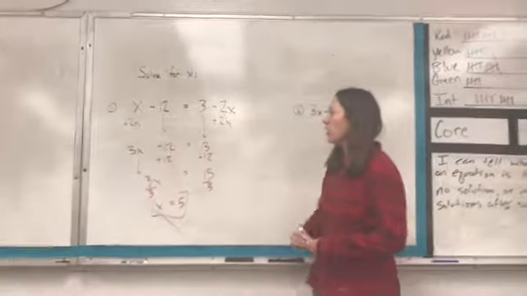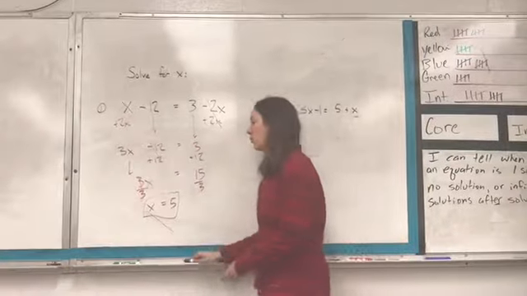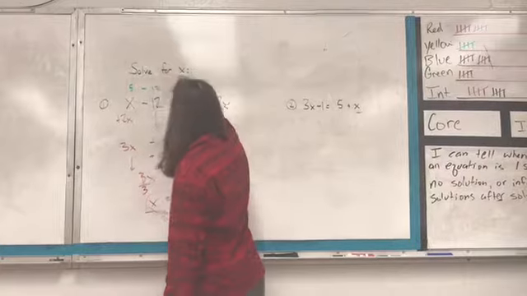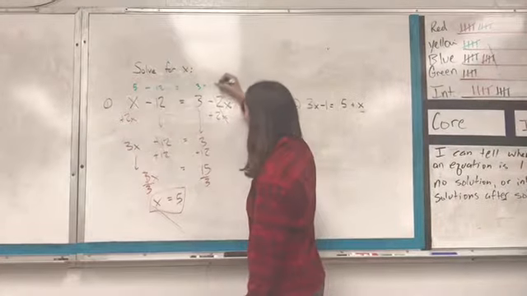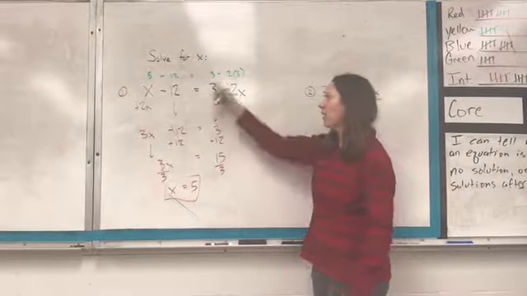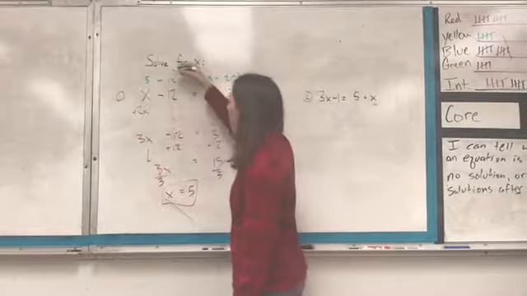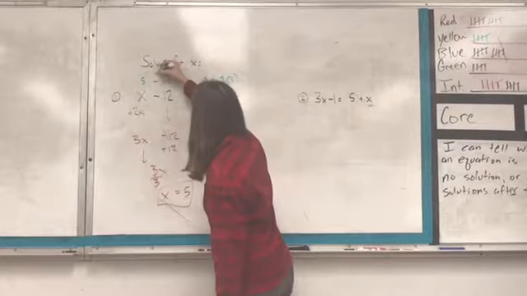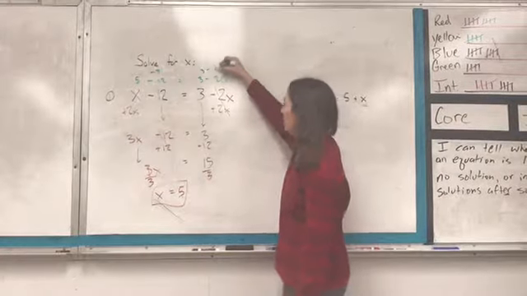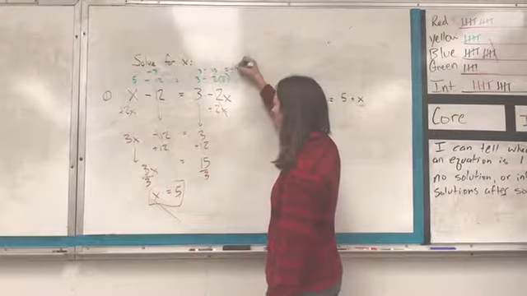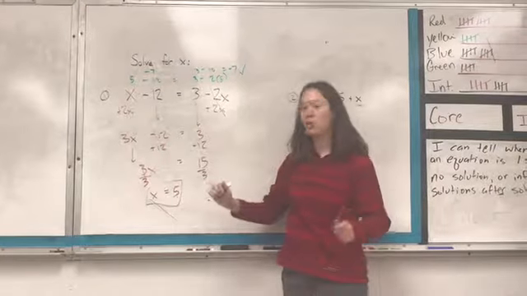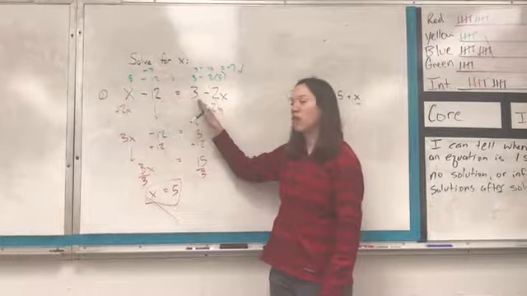If we wanted to check ourselves, we could plug that 5 back into the x to get 5 minus 12 equals 3 minus 2 times 5. And we could simplify that in order to check. So 5 minus 12 is a negative 7. 3 minus 2 times 5 is 3 minus 10, which is also a negative 7. So I would just put a check up there. Our two sides are equal, so we know that x satisfies this equation.